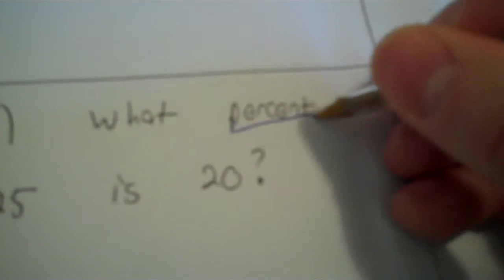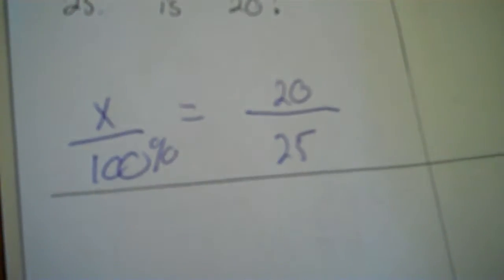Okay, what percent of 25 is 20? Now it just says the word percent, so you put a 100% above it, okay? So you're going to put x over 100. Now, put the bigger number across from the 100, the smaller number on top above it, and then you solve it from there, okay? Put a percent on the 100.